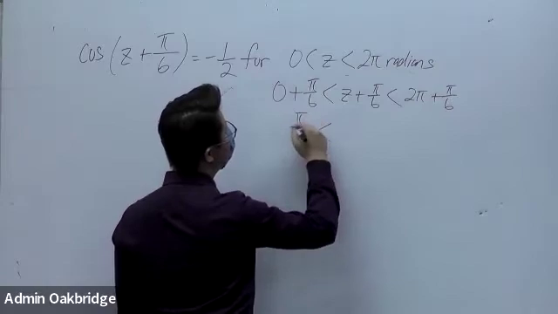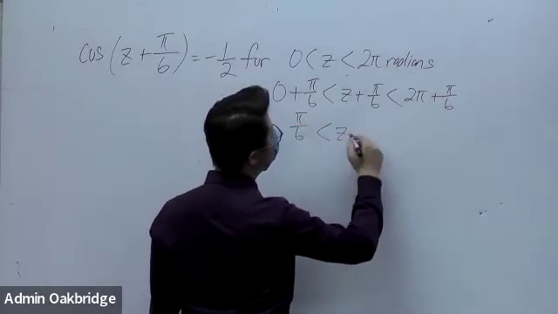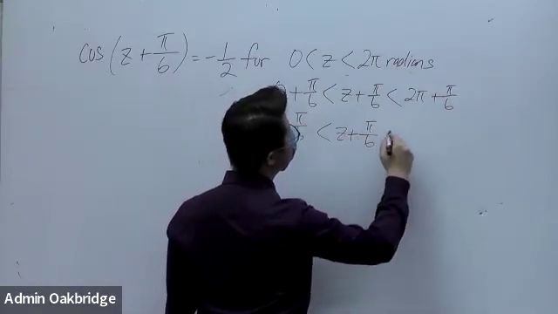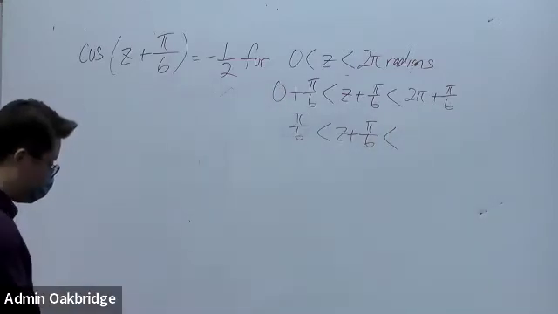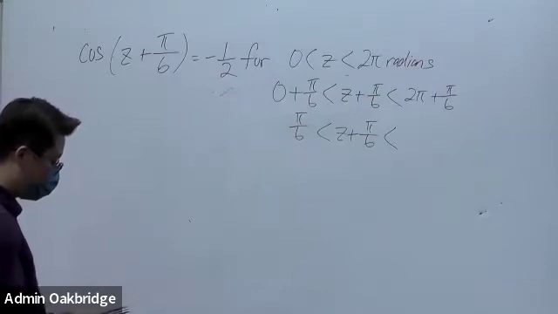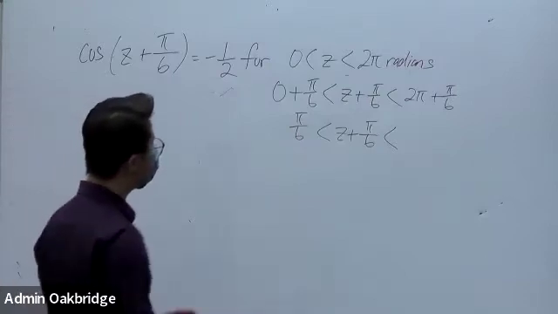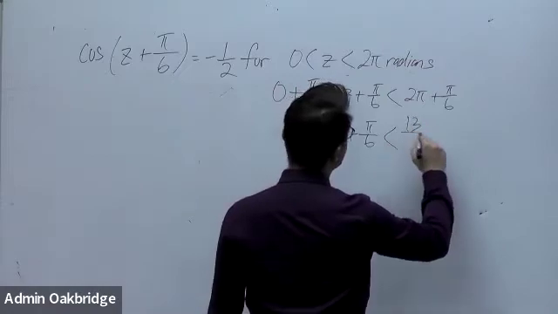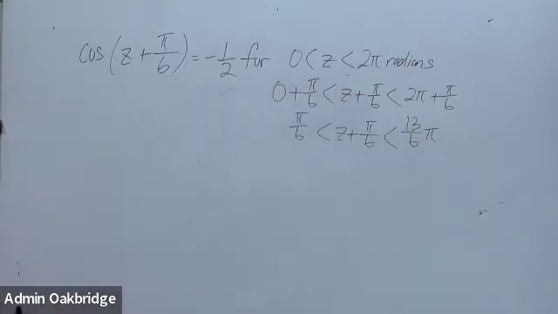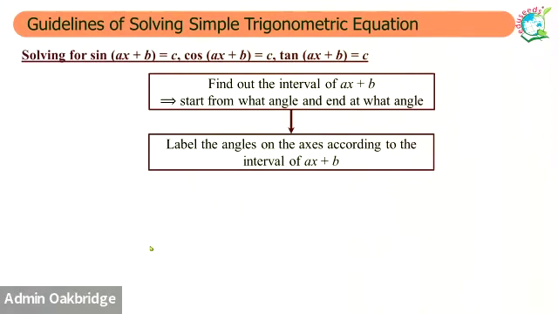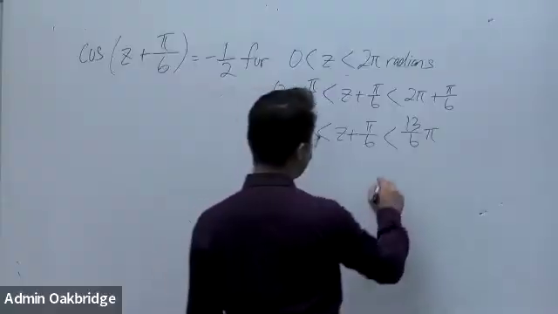And now you have this one. 2 pi plus pi over 6, 2 plus 1 over 6, 13 over 6. All right, so after we get this interval, we can proceed to label the angles on the axis according to the interval. Now we draw the diagram.